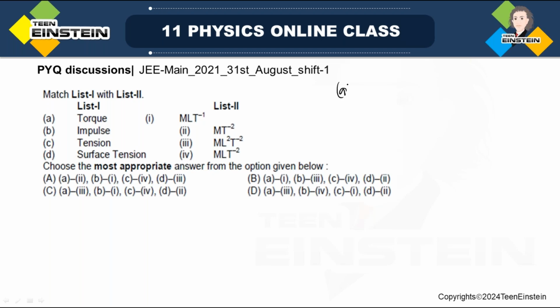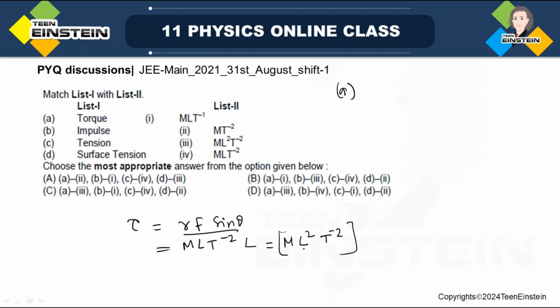Let me just do the torque over here. So torque is actually r f sine theta. Sine theta is a dimensionless quantity. This is F and r. So this is M L T to the power minus 2, that is the force, and this is L. So I'll get M L square T to the power minus 2. In fact, this has the unit of energy or work done. So this is option 3, so a will match with 3.